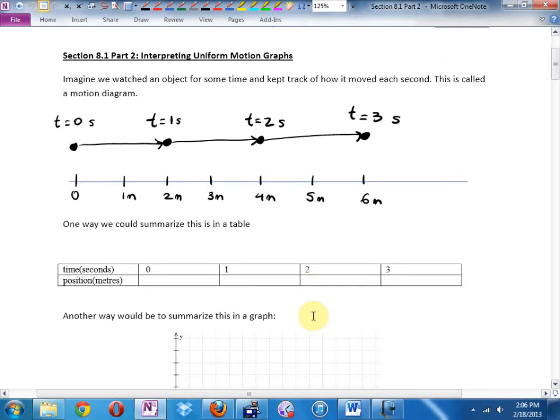One way is we could summarize this in a table. So at time 0, we said that I was at 0 meters. Where was I after 1 second? Yep, see how to read it? Where was I after 2 seconds? Yep. And after 3 seconds? Now, I made these numbers up as nice as possible. Normally, in the real world, the numbers don't work out this evenly, but this will give us the theory.